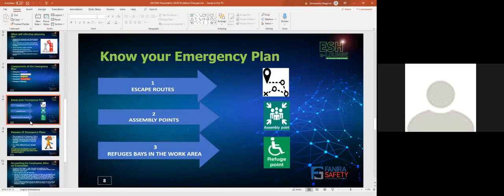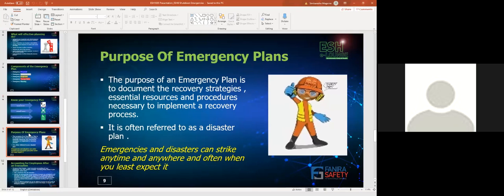The purpose of these emergency plans is to document the recovery strategies, essential resources and procedures necessary to implement a recovery process. Let's always ensure that we have emergency procedures in place, and the resources and recovery strategies are documented. During shutdown emergencies, people should have a recovery strategy.